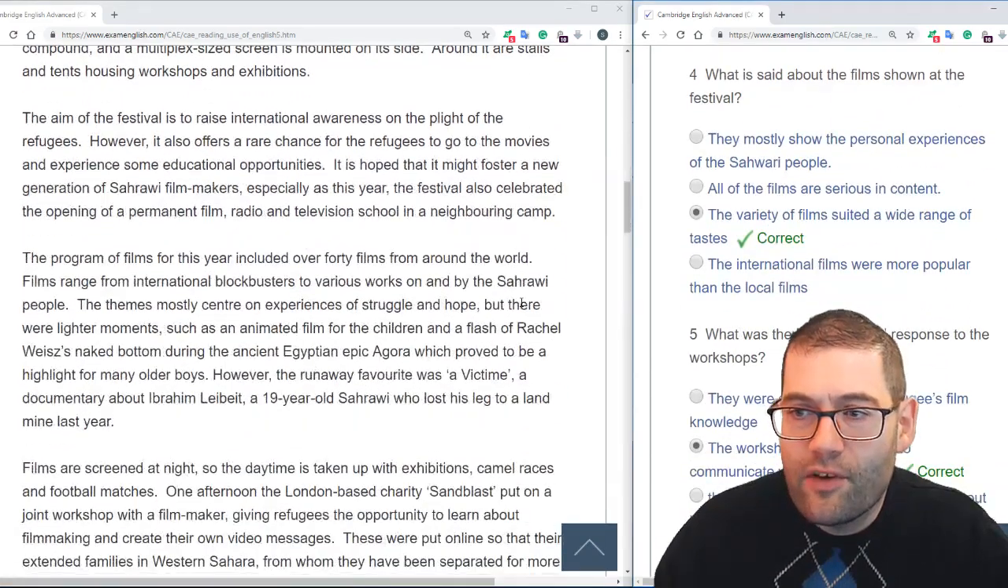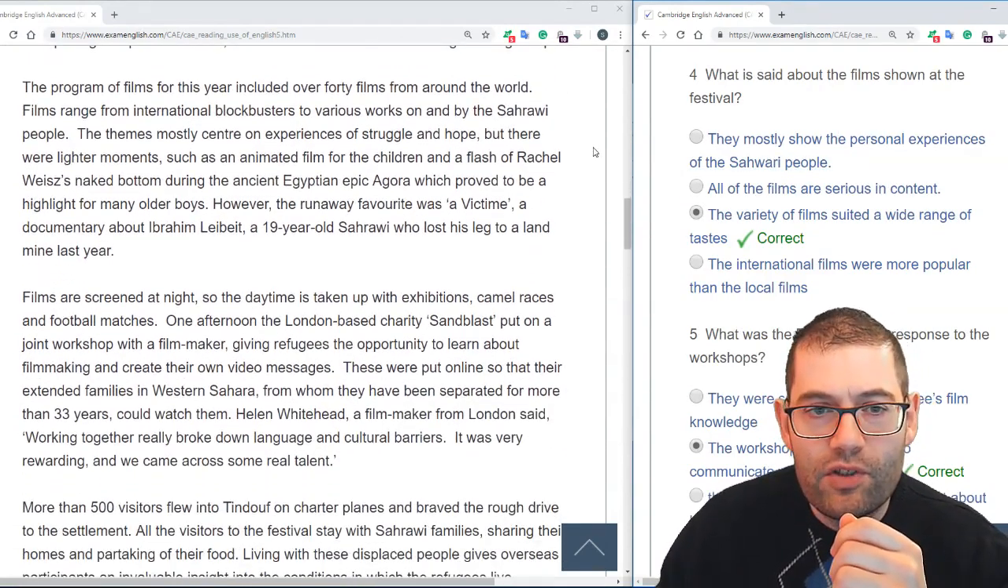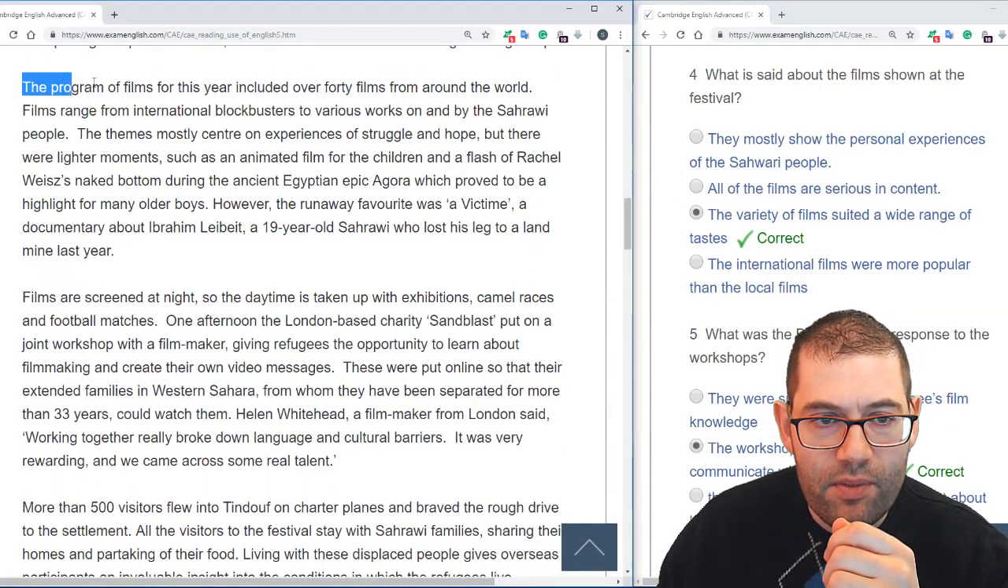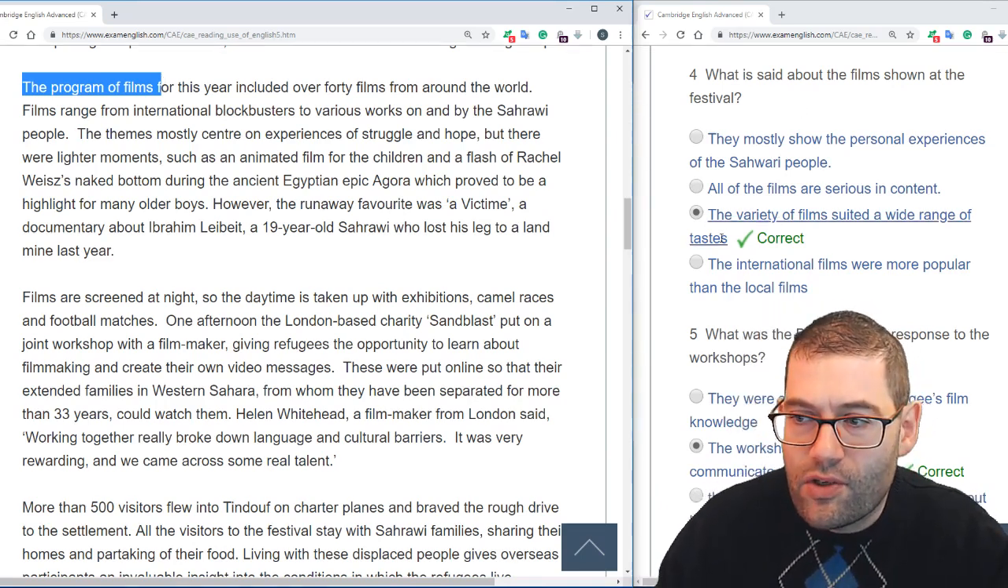What is said about the films shown at the festival? And here we've got to scroll down to this paragraph which begins "the programme of films". The answer is the variety of films suited a wide range of tastes.